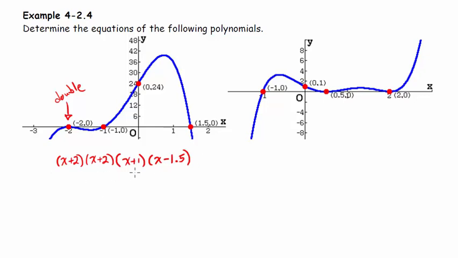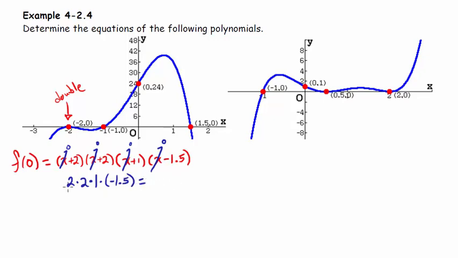Okay, now we're not done yet because we have to make sure this y-intercept is correct. So if I call this f of x, if I were to plug in 0 here right now, I don't want to have to expand all this out. That would be too much work. So if I plug in 0, this term is going to go to 2, that's going to go to 2, that'd go to 1, and that would go to -1.5. So I would end up with 2 times 2 times 1 times -1.5.